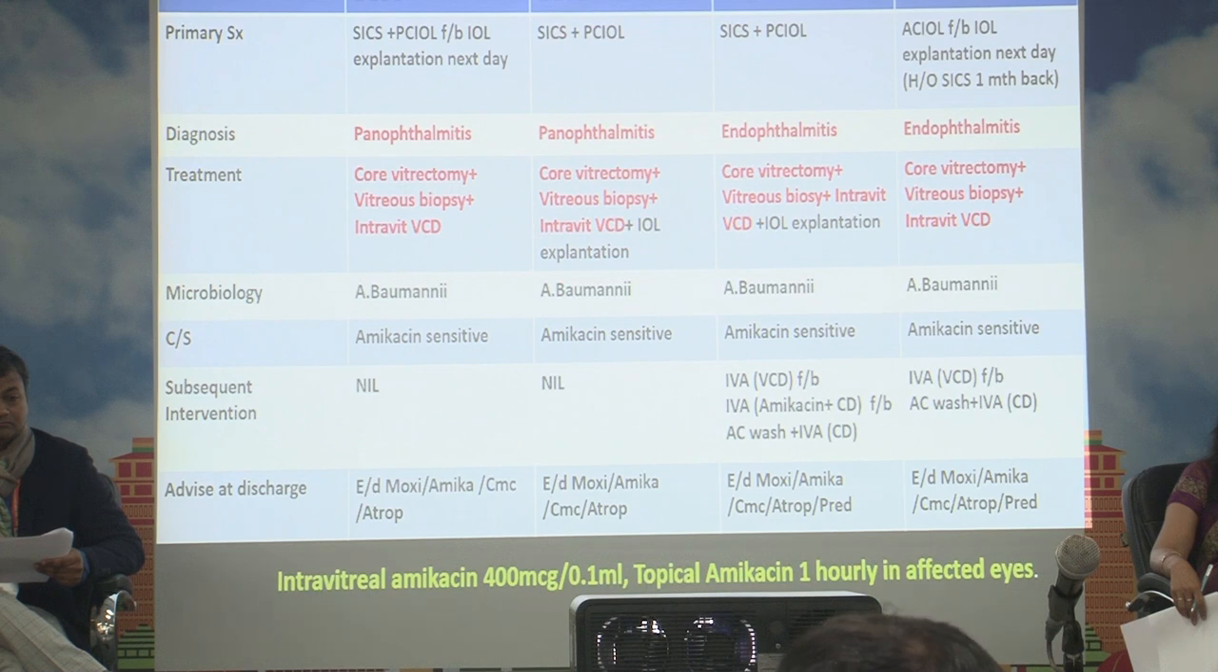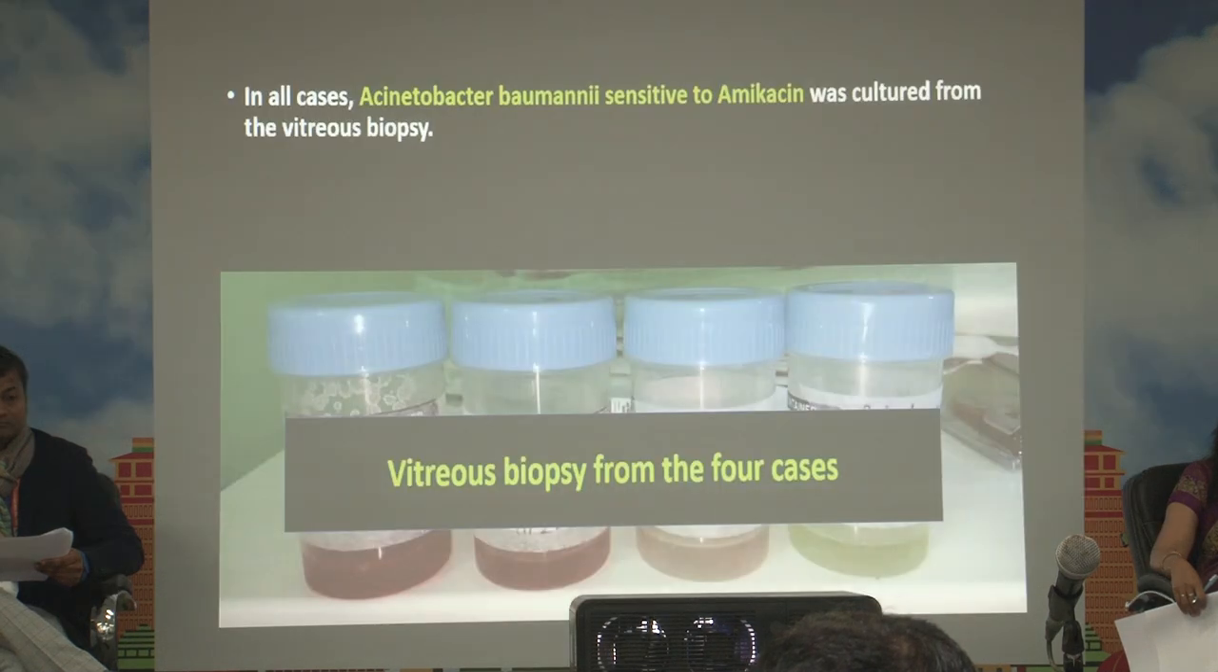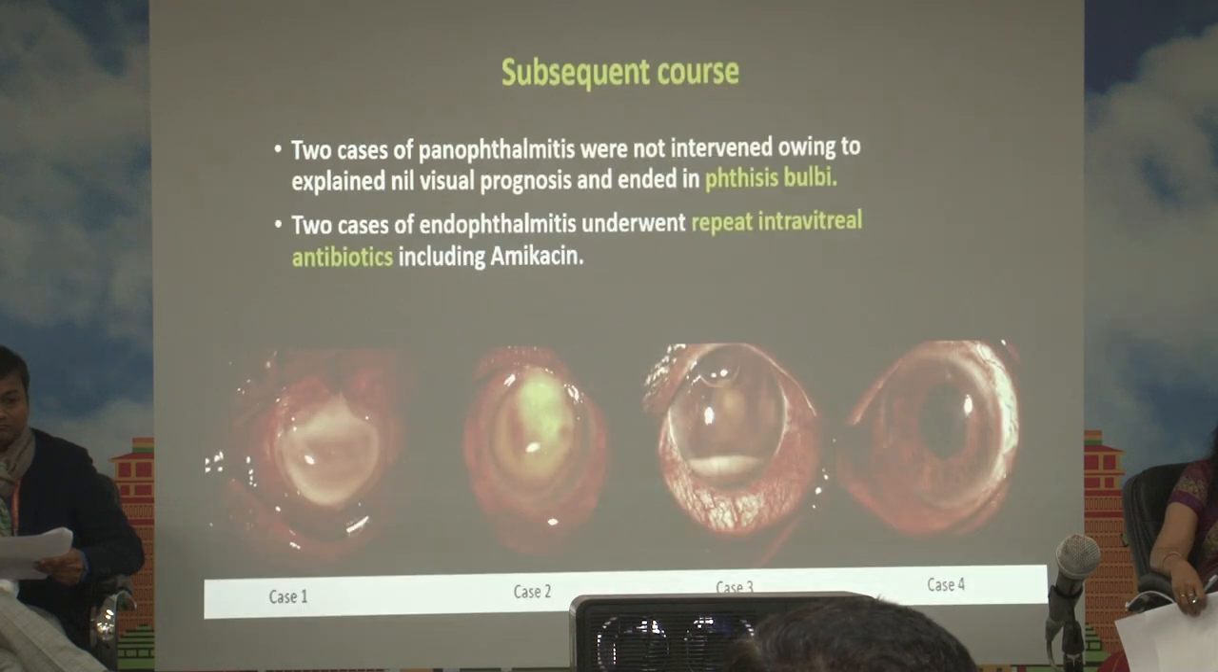So case 1 and 2 were diagnosed as panophthalmitis, and case 3 and 4 were diagnosed as endophthalmitis. In all four cases, I did core vitrectomy with vitreous biopsy, and intravitreal vancomycin, ceftazidime, and dexamethasone were injected. In all cases, Acinetobacter baumannii sensitive to amikacin was cultured from the vitreous biopsy.